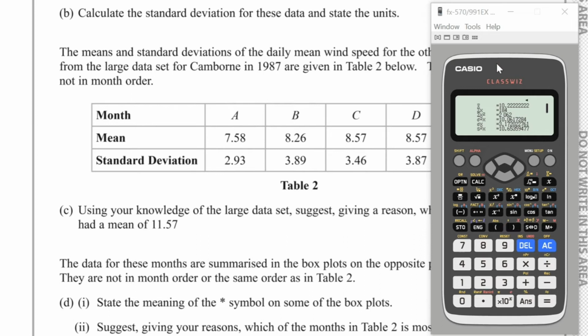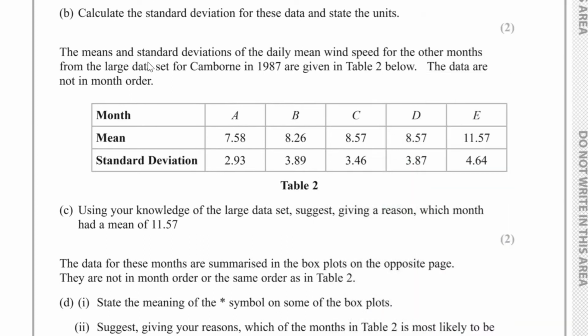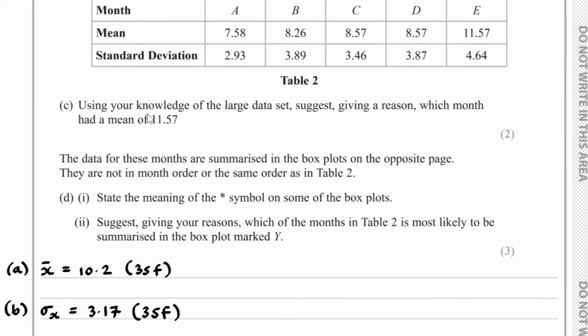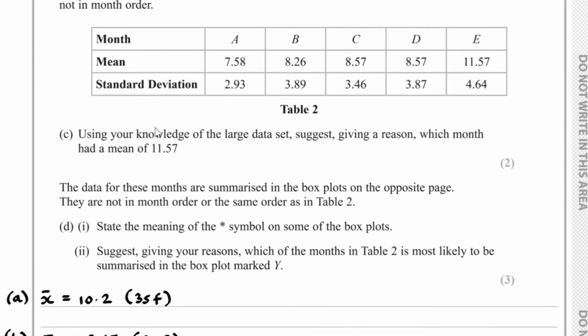Now for part C, the mean and standard deviation of the daily mean wind speed for the other months from the large data set for Cambourne in 1997 are given in table 2 below. The data are not in month order, and using your knowledge of the large data set, we have to suggest, giving a reason, which month had a mean of 11.57.